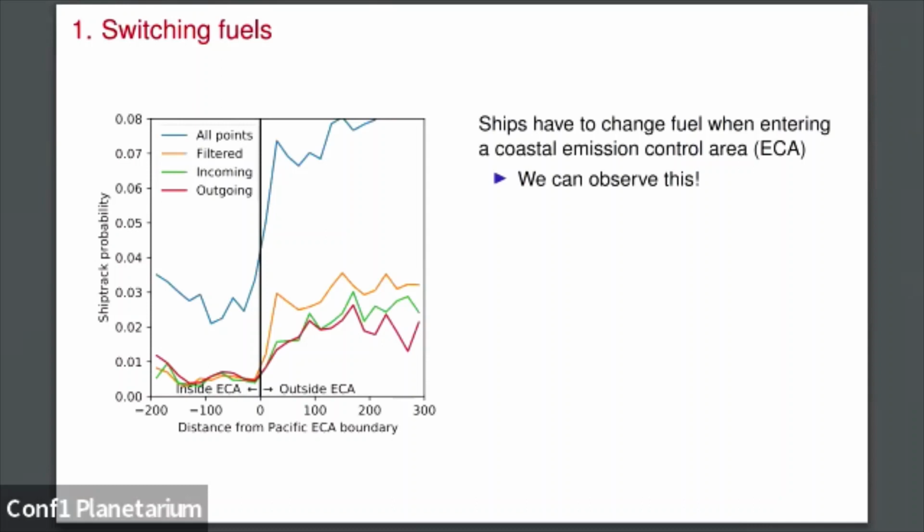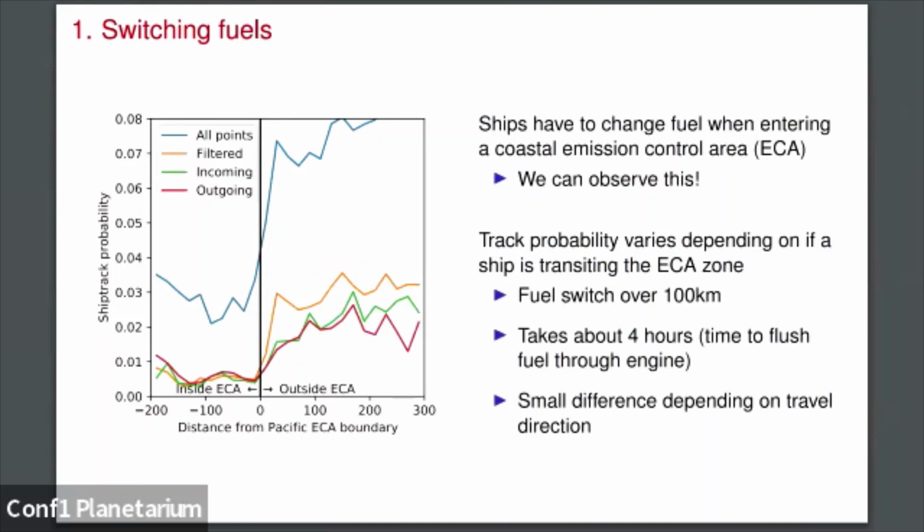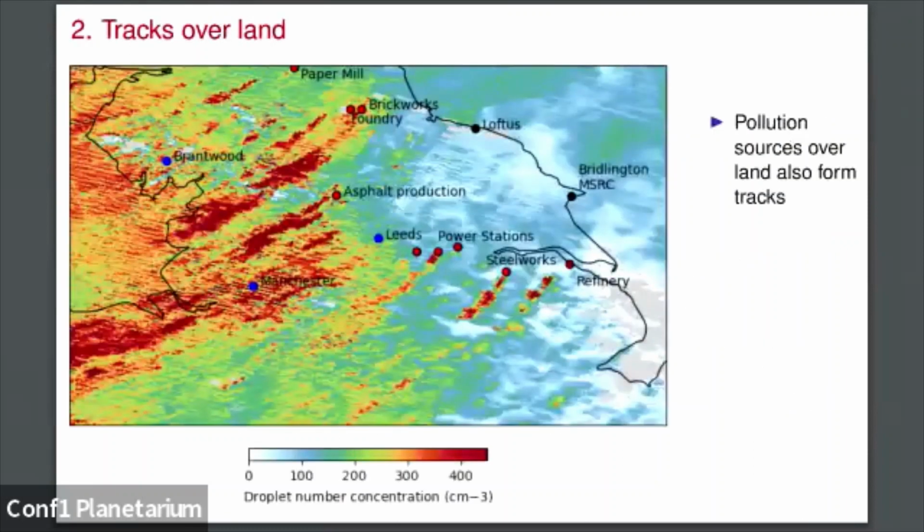So the orange line here are ships that don't enter the emission control area. And you can see the probability of a track formation being relatively high right up to the boundary. Ships that do enter the zone, they're kind of green and red, you can see several hundred kilometers away from the coast, the track formation probability starts to decrease, so that by the time you're at the boundary, you're burning the correct kind of fuel. There also appears to be a slight difference depending on the direction of travel, which may be due to different kinds of fuel the ships have available.